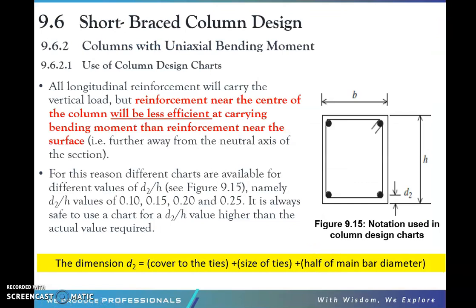Okay, all the longitudinal reinforcement will carry the vertical load. But the reinforcement near the center of the column will be less efficient at carrying the bending moment than reinforcement near the surface. Maksud nak cakap kat sini adalah semua carry the vertical load, tapi yang berhampiran dengan center itu adalah less efficient at carrying the bending moment compared dengan yang kat tepi.